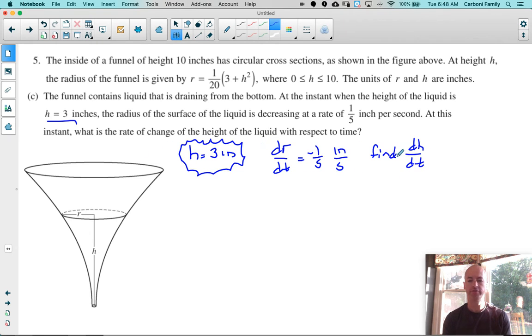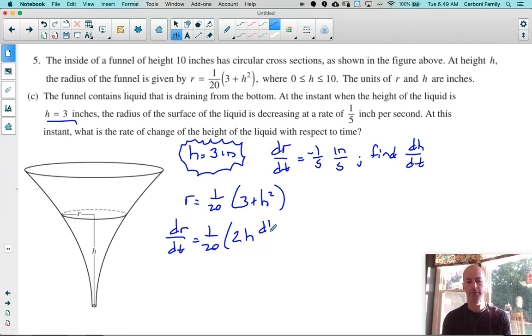And so there is all the information from the paragraph. And now we need a formula that ties R and H together, which is pretty easy because they gave that to us. So 1/20th, 3 plus H squared is my R formula. And we need to do the derivative of this with respect to T. So this will be an implicit differentiation. I'm going to leave the 1/20th alone. The derivative of 3 is 0. The derivative of H squared is 2H. But we have to remember to multiply by dH dt. And the rest is fairly straightforward. We just plug in what we know.